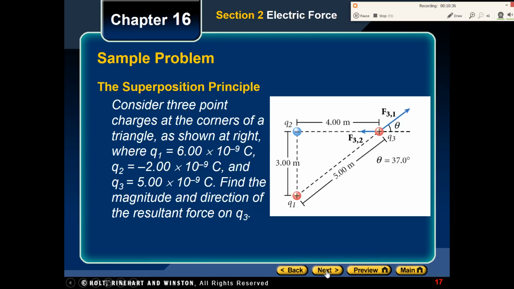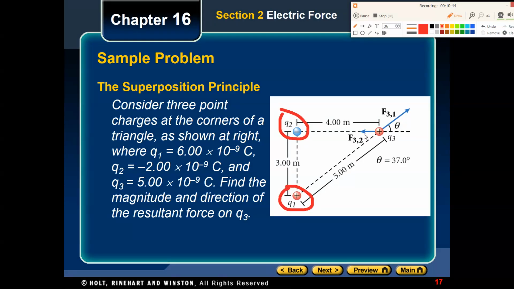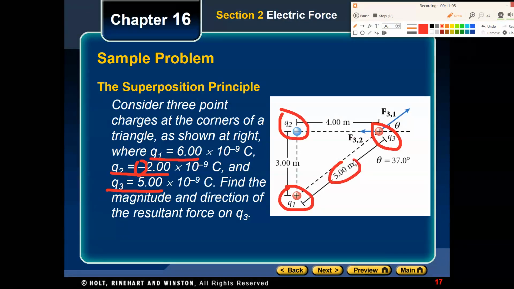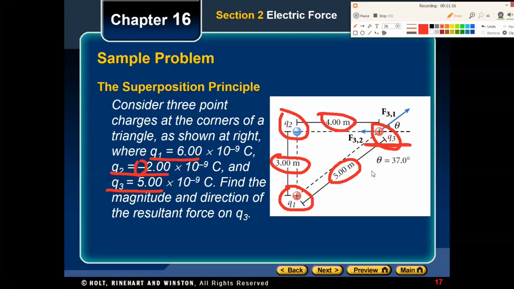Right, so we can have an example. Here I have 3 charged particles. We know the magnitude of all 3 charges. The negative sign means a negative charge, and we know the distance between any 2 charges, so we can figure out the overall force on Q3. So we need to figure out this one.